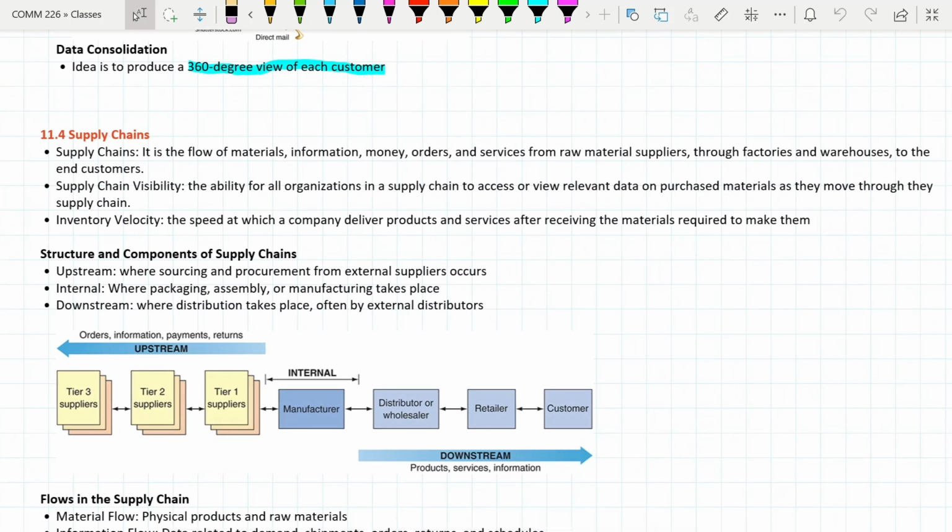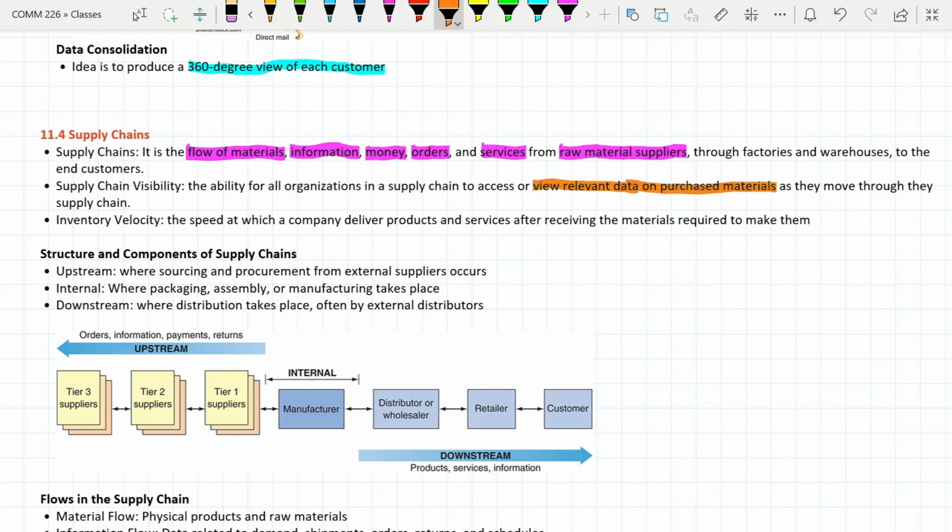So 11.4, supply chains. A supply chain is the flow of material, which is very important. It's the flow of material, information, money, orders, and services from raw material suppliers through factories and warehouses to the end customer. Supply chain visibility is the ability for all organizations in a supply chain to access or view relevant data on purchased materials as they move through the supply chain.